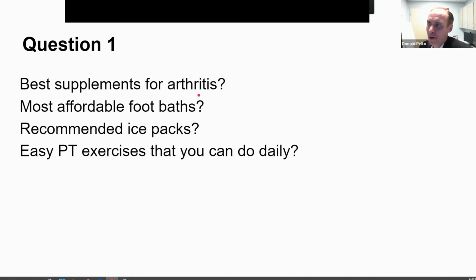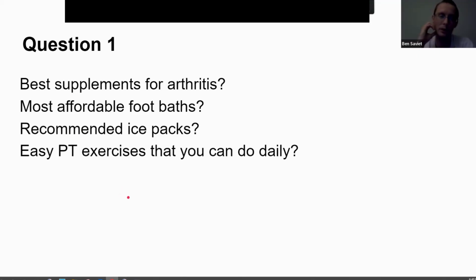The best supplements for arthritis. Now, I don't think foot baths are really going to take away your arthritis, so I don't really know a good foot bath. Ice packs are okay. Easy PT exercises. Once again, I don't think physical therapy helps arthritis that much. I don't think there are supplements that really help bad arthritis, but anything else that you guys know? Any other supplements? I know there's typical glucosamine chondroitin and stuff like that. Anything else? Nope. I just say can't hurt, might help. Can't hurt, might help. Yeah, that's kind of where I land on this.